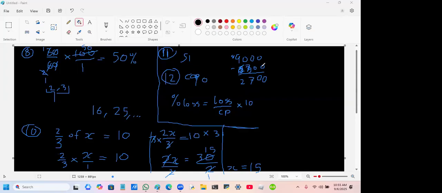Now, you've gotten the loss. Can you see this formula that I wrote down here? That is the percentage loss. It is a very simple formula. All you now need to do is to say 2,700 over what? What was the cost price? The cost price is 9,000, isn't it? Yes.